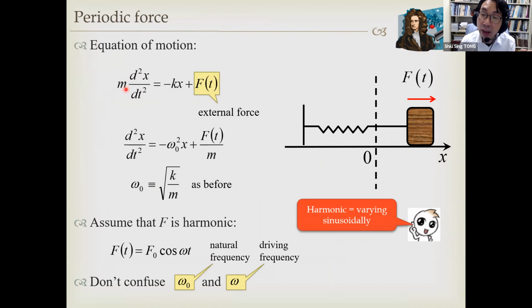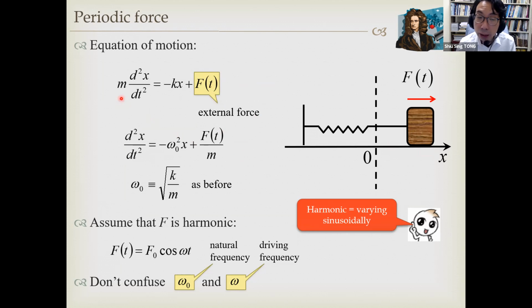Okay. Now this is the equation of motion. The left-hand side is just ma, the mass multiplied by the acceleration, d squared x dt squared. The right-hand side, we are considering a spring mass system again. So the restoring force is minus kx, which is the force from the spring. Now we have the external force. The external force is your hand. You shake the block. Okay, this is external force. Now we do not have damping. We do not include damping at this moment.